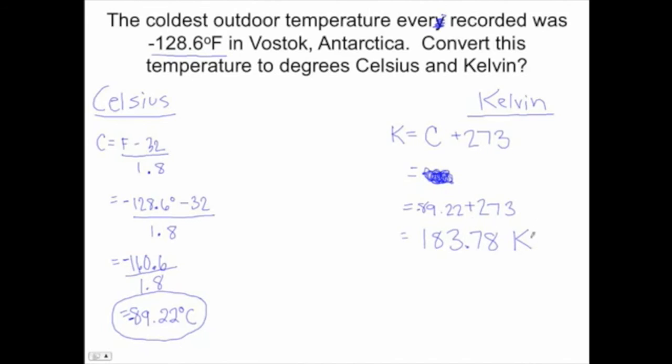And remember, you don't have to say degrees Kelvin. Sometimes I'll slip into it, and you might slip into it too, because all the other temperature scales we know are in degrees. But in Kelvin, you don't have to use degrees.